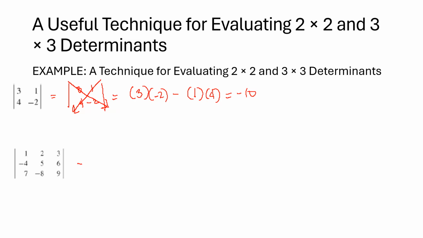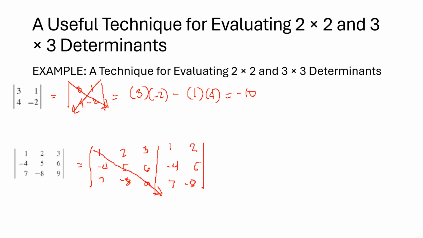For the 3 by 3, in this case we are just going to expand. So you have 1, negative 4, 7, then 2, 5, negative 8, then 3, 6, 9. Then extend, you have 1, negative 4, 7, then 2, 5, negative 8. Then you draw the arrows along the diagonals. Okay, so what you have here is you get the products.